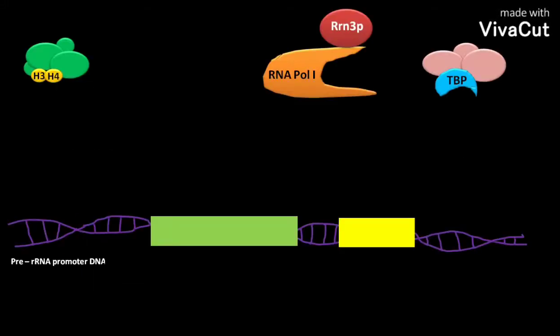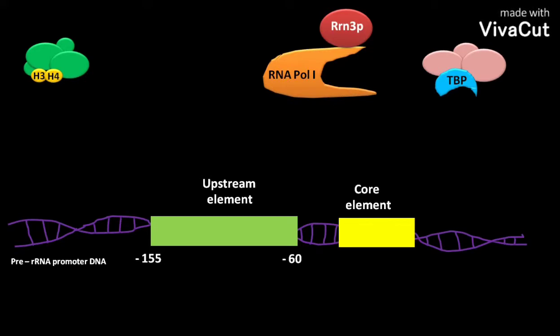The pre-rRNA promoter DNA in the yeast consists of two regulatory elements. They are the upstream element and the core element. The upstream element extends roughly from -155 to -60. The upstream element stimulates in vitro RNA Pol I transcription tenfold.